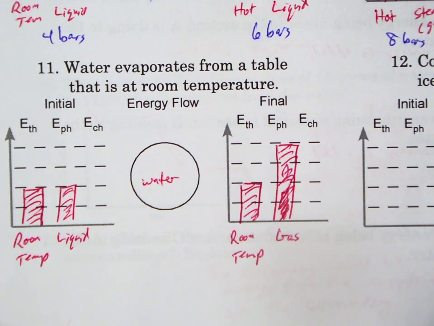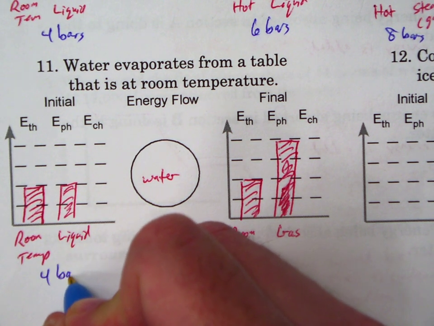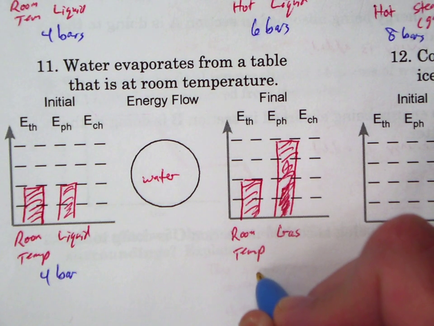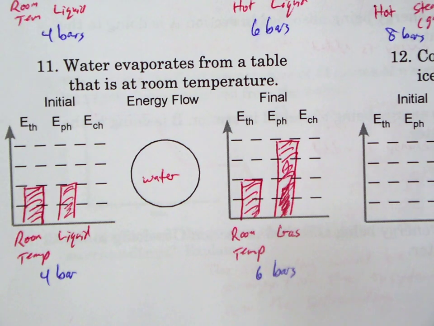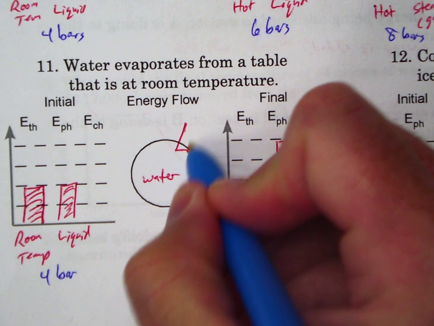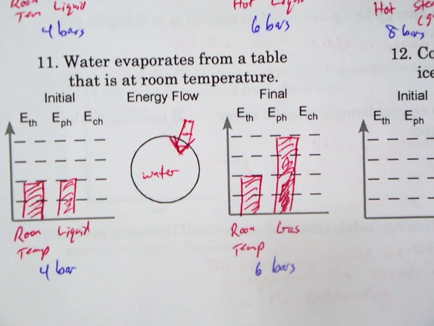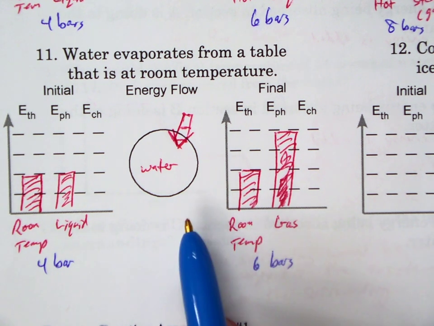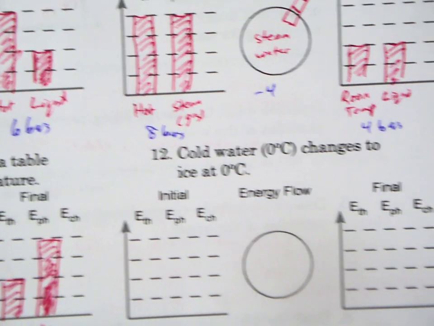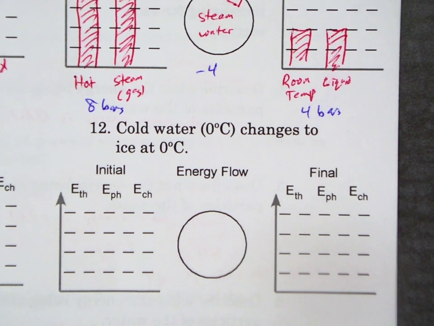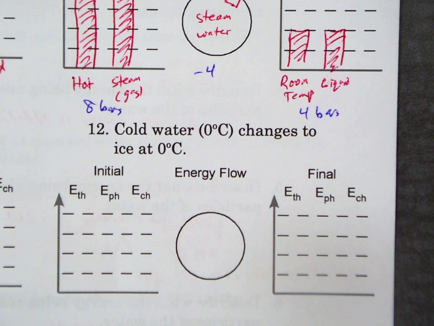Now, you'll notice that we start off with 4 bars here at the beginning, and then it changes to 6 bars a little bit later. For that to take place, energy has to flow into the system. Okay, energy has to flow into the system, which would of course cool the surroundings, but the system would gain more energy. And then question number 12, cold water at 0 degrees Celsius changes to ice at 0 degrees Celsius.